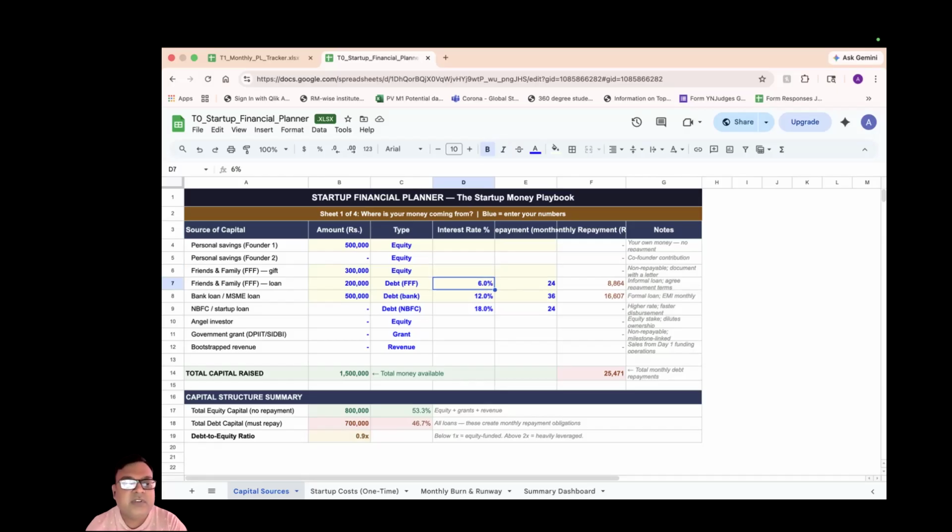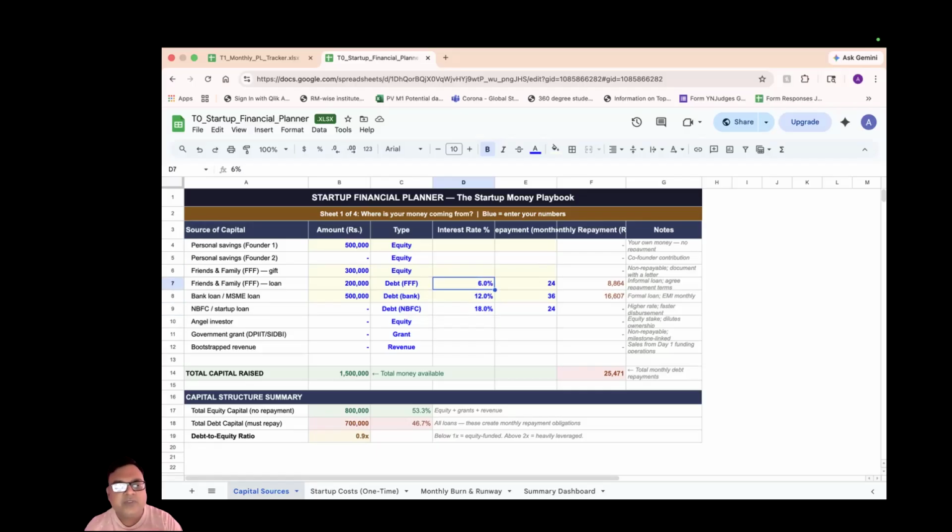Then comes the formal loan, right? From a bank, it is at 12%, let's say. Or if it is from an NBFC, it could be like 18% or 21%, whatever, right? And here you have got some friends and family outside, and because they're helping you, you are giving them an interest of 6%. So just mention that.